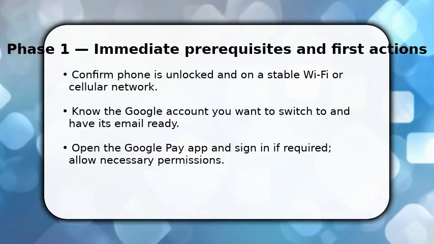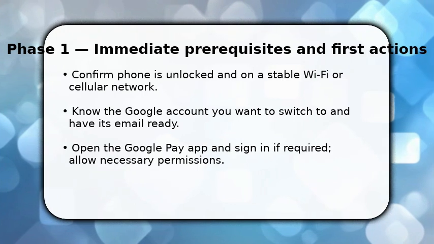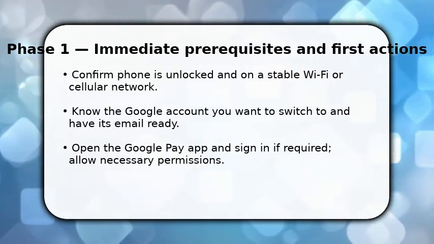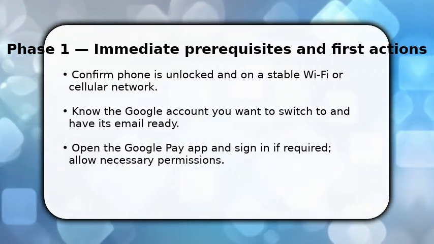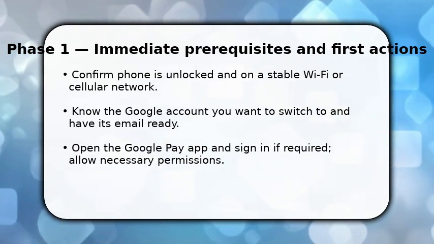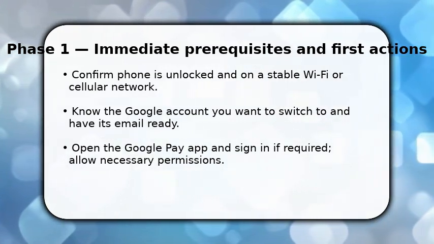You start by confirming your phone is unlocked and connected because network drops interrupt account changes. Next, make sure you know the exact Google account you want to use. Type the email now so you don't pause later.